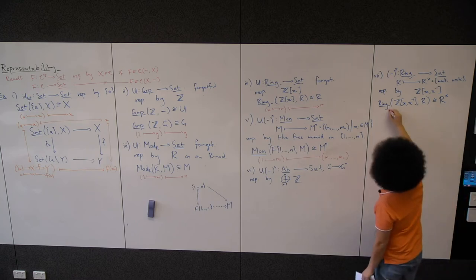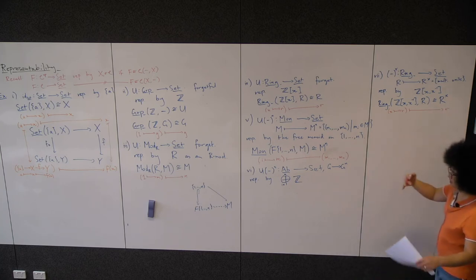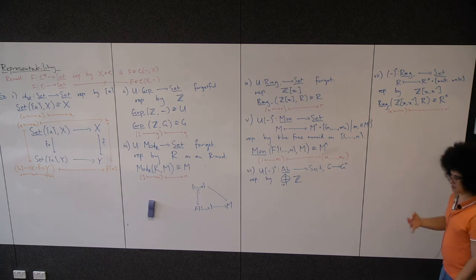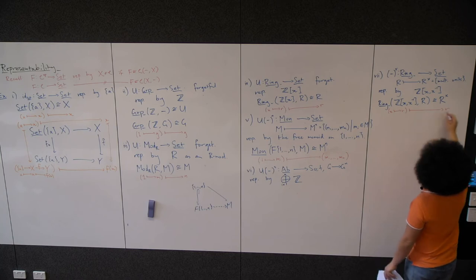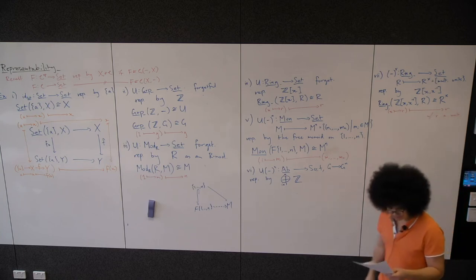So this again is x going to R, so that's what this natural isomorphism is, which is a component of the natural transformation, the natural isomorphism which recognizes that this is a representable functor, with R a unit. Okay.